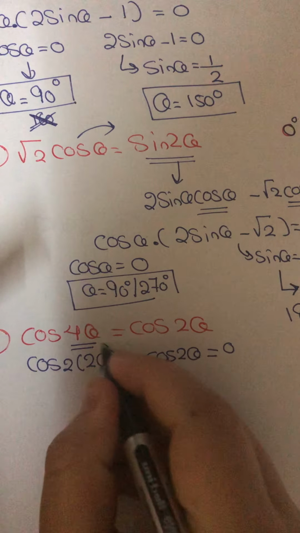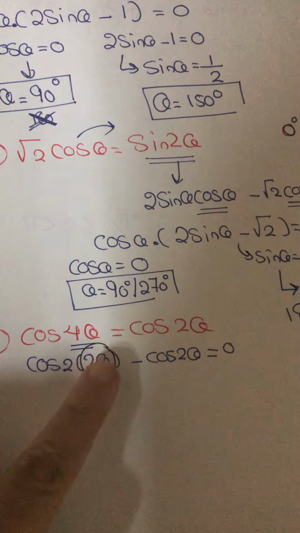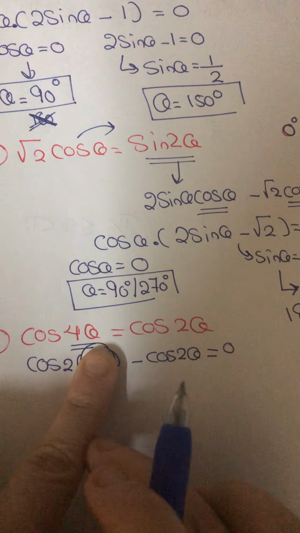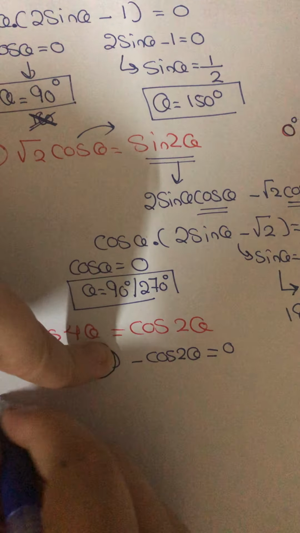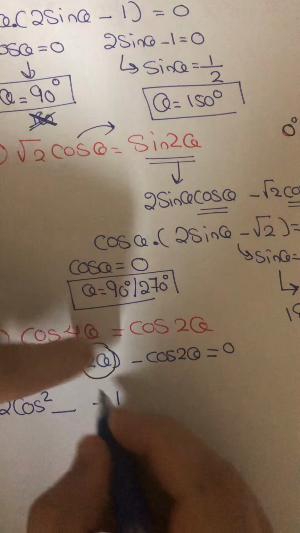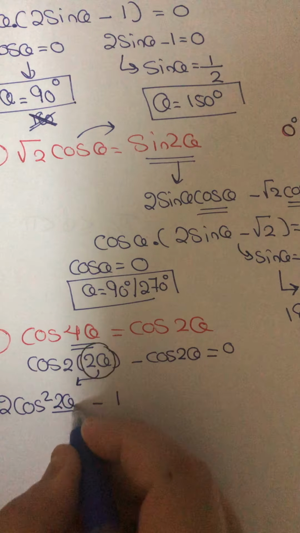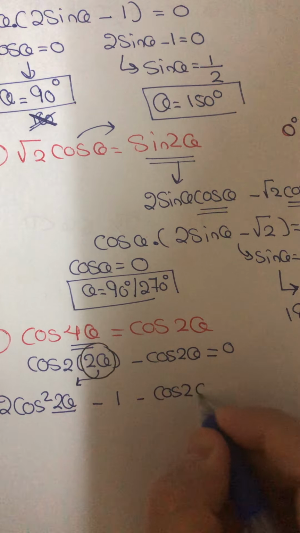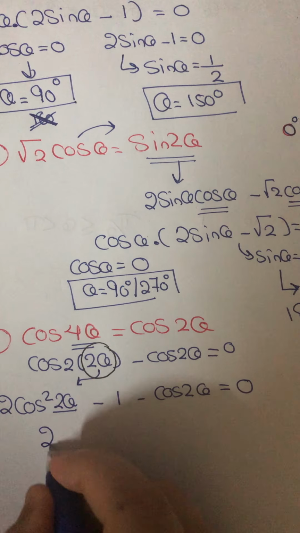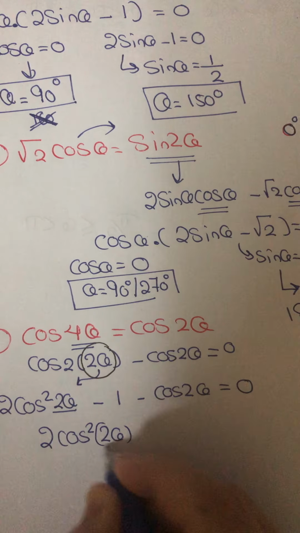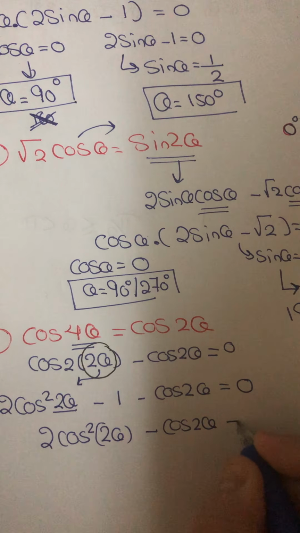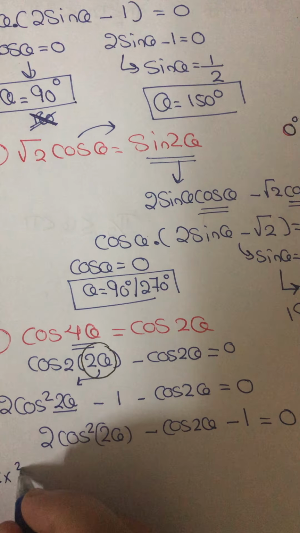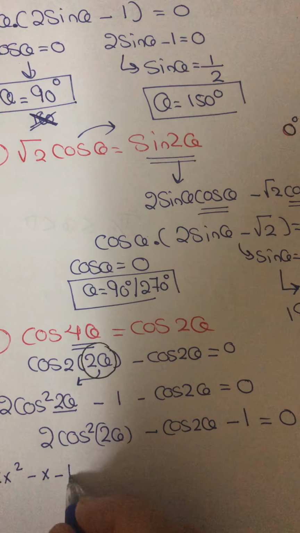Take this as a pack with me. It's as if it is cosine 2 theta, but your theta this time is 2 theta. So for cosine 2 theta, I can use 2 cosine squared theta minus 1, right? So 2 cosine squared something minus 1. My something here is 2 theta, minus 1. Okay. This, as is, minus cosine 2 theta is equal to 0. So now I can rearrange to 2 cosine squared 2 theta minus cosine 2 theta minus 1 equals 0. Now I have this equation written exactly like 2x squared minus x minus 1 equals 0.